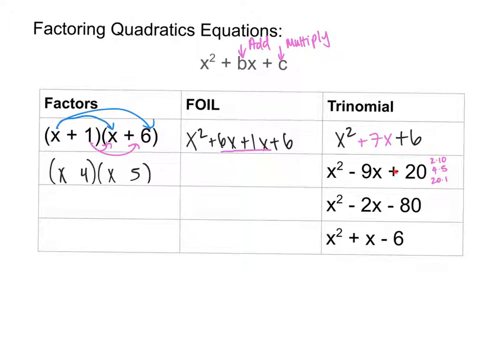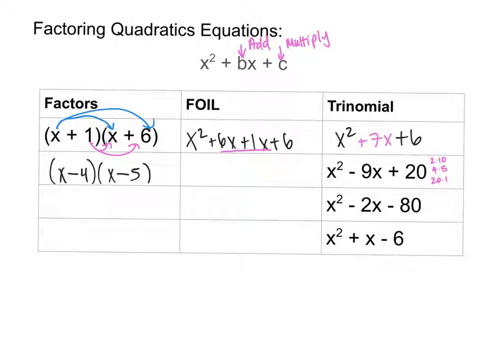Now, what I notice is that this is a positive sign. So I need to make sure both of these will multiply to give me a positive, but then they need to add to give me a negative. So maybe a negative would work here, because negative times negative gives me a positive, but when I add them, I still get a negative 9.